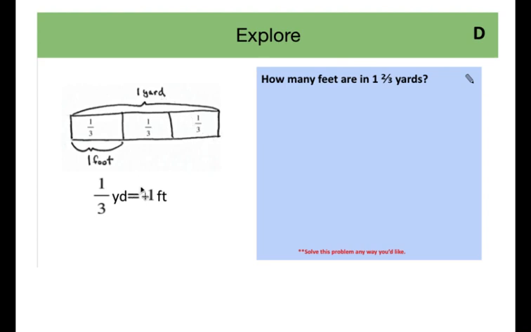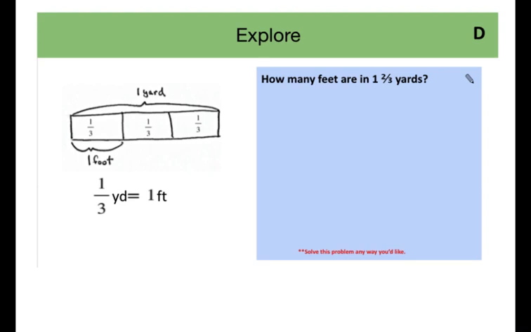So knowing that, they want us to go ahead and find out how many feet there are in 1 2/3 yards. So go ahead and solve this problem any way you choose. When you're ready, you could go ahead and unpause.